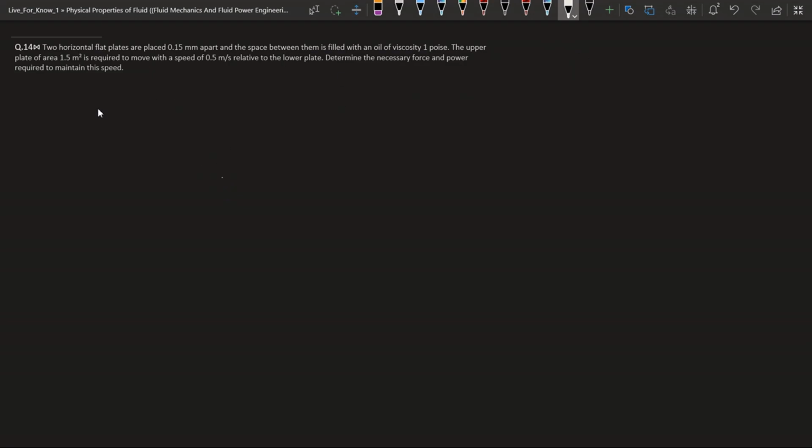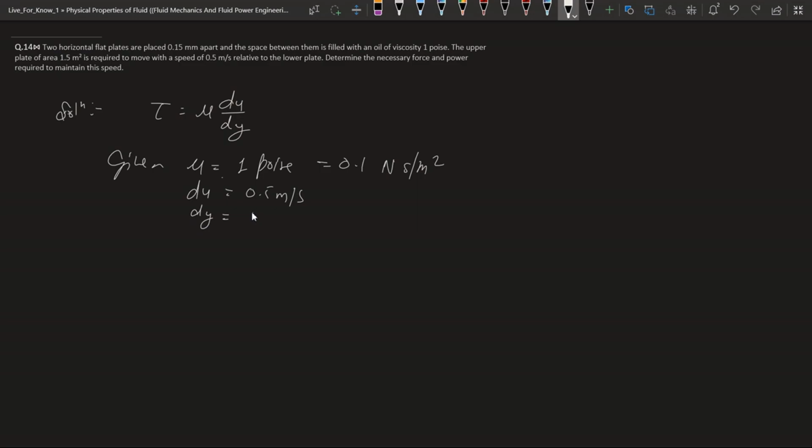So the solution is: viscous shear stress is equal to mu du by dy. The given part is mu equal to 1 poise, which is equal to 0.1 newtons per meter square, du is equal to 0.5 meter per second, and dy is equal to 0.15 mm. We convert it into meters, so 0.15 into 10 to the power minus 3 meter.